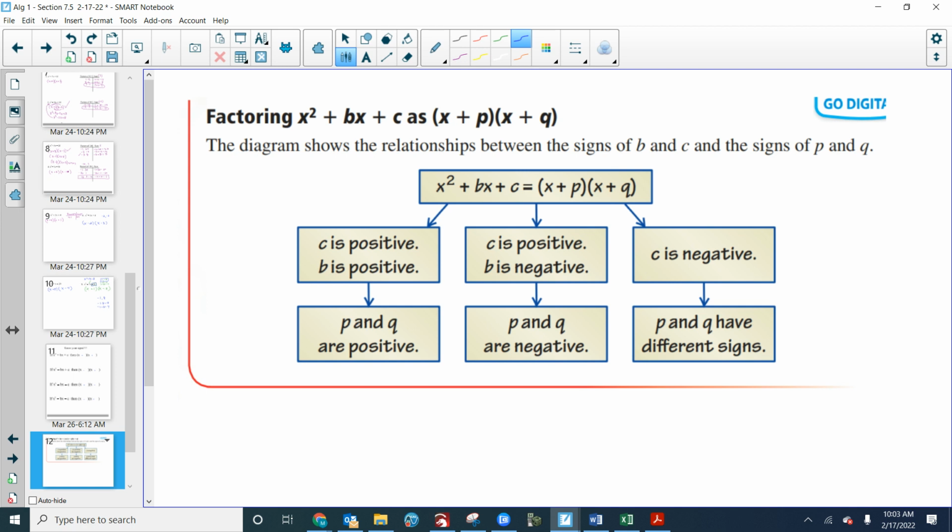The diagram shows the relationship between the signs of B and C, and so we kind of talked about this. That's kind of what we just went through. P and Q are our numbers that multiply to C and add to B.